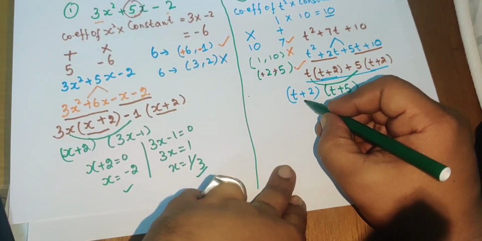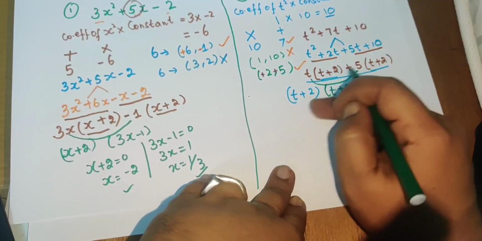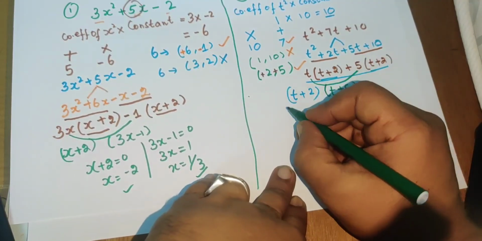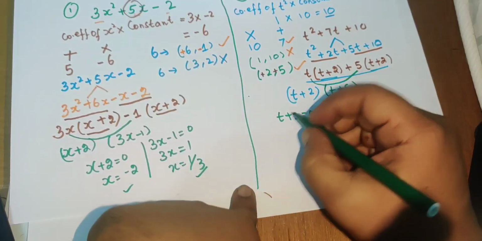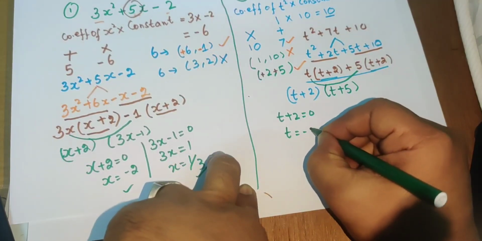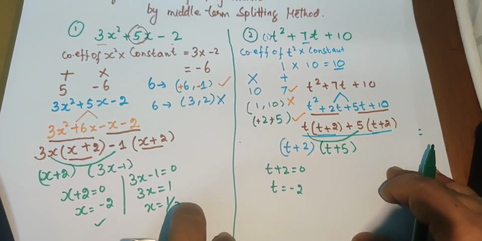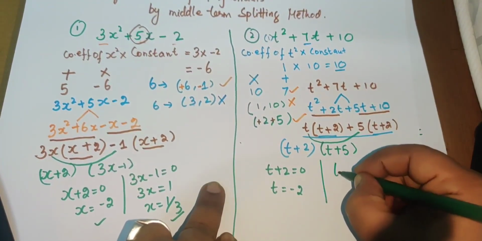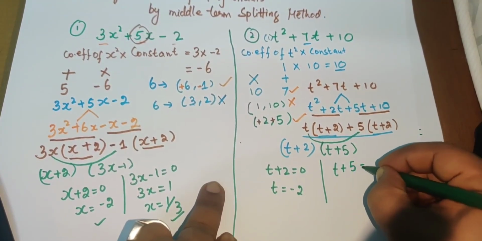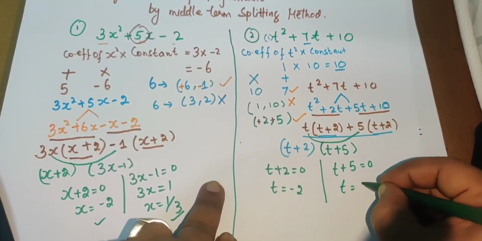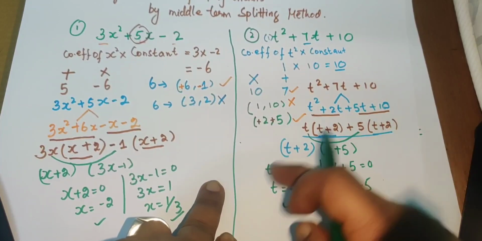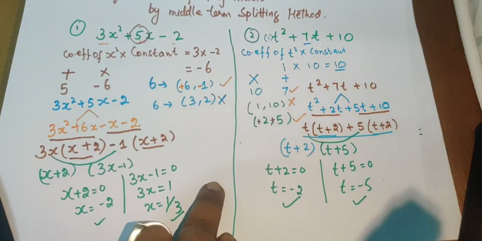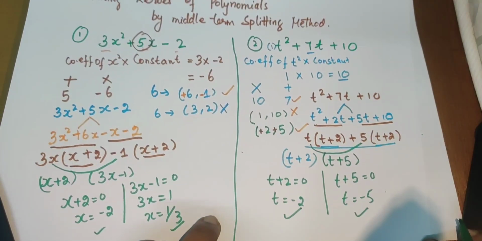We just have to equate the given factors to 0, so that you will come to know the zeros of the polynomial. So t plus 2 equals 0, and t equals minus 2. Similarly, t plus 5 equals 0, and t equals minus 5. So t is equal to minus 2, t is equal to minus 5. These are the zeros of this polynomial. I hope you understand this finding of zeros by the middle term splitting method.